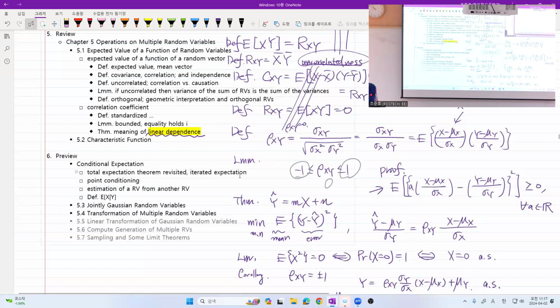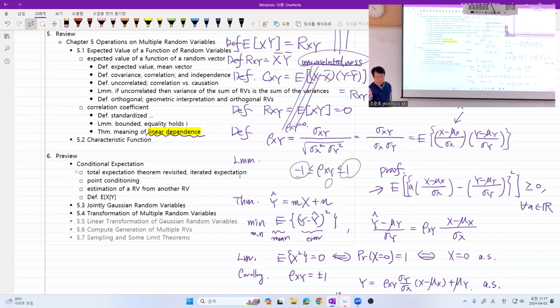Anyway, so the last bullet says that if the correlation coefficient between two random variables is either 1 or negative 1, you have complete linear, actually affine dependence. So from x, you can deterministically know the realization of y and vice versa.